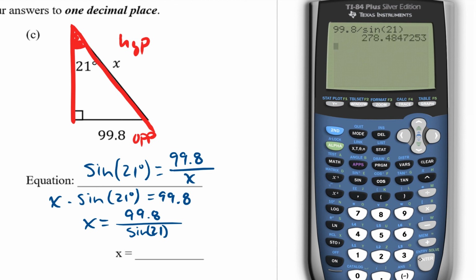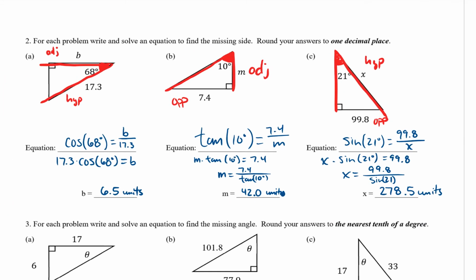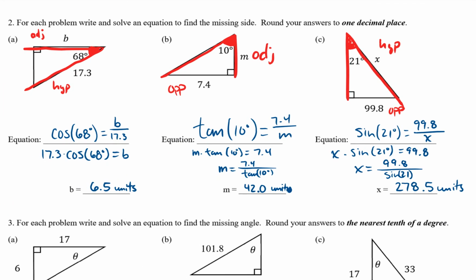And when I do that, I get a very large number. That's a very large hypotenuse. And again, I'm rounding this to 1 decimal place. So this time it will be 278, and maybe you can guess it, it's going to be 0.5, and these are units. 278.5. All right, so that's all of question 2. Again, in this question, we were given an acute angle in a right triangle, given one of the sides, and it could have been a leg or a hypotenuse, and we were asked to find a missing side. Let's move on to question 3.